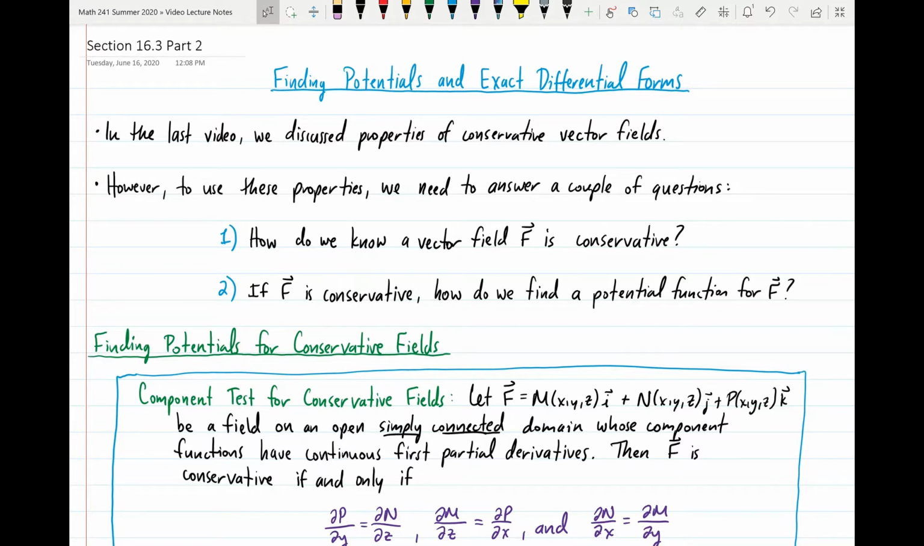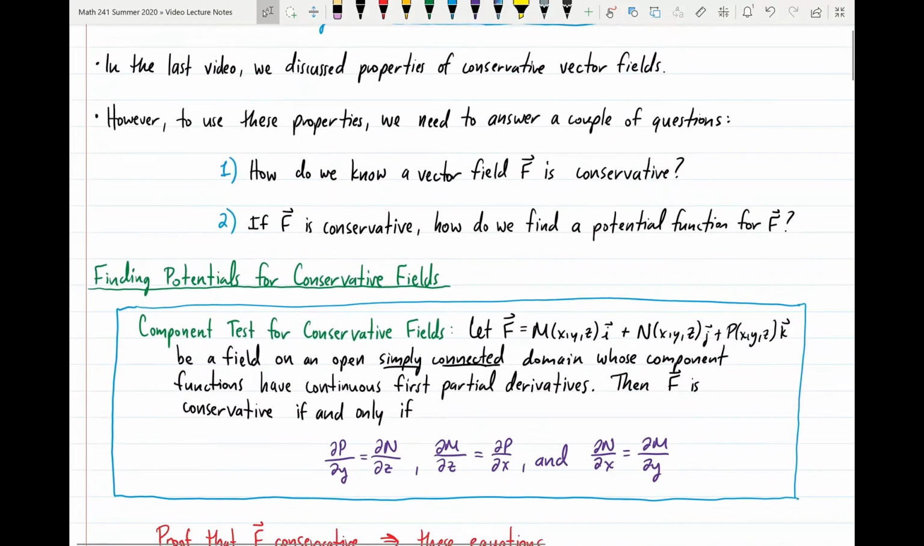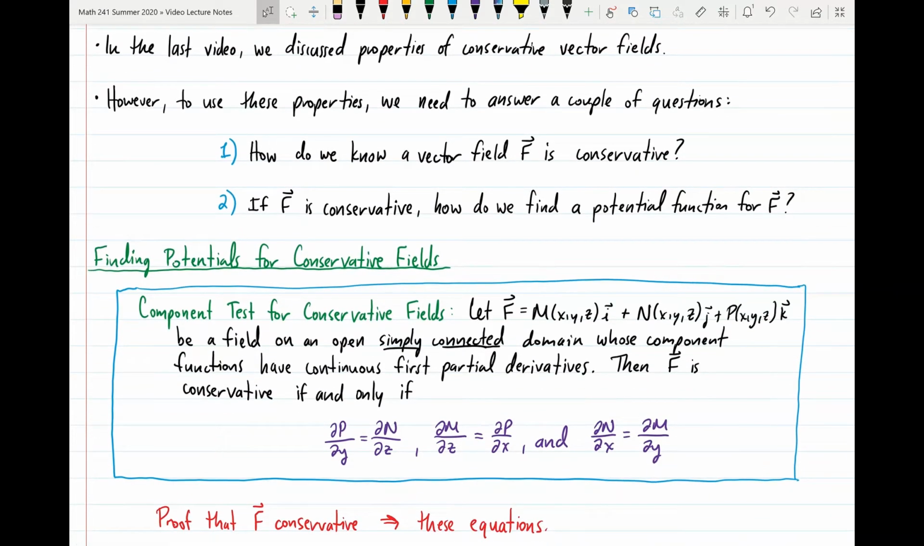So this video is about finding potentials, and then at the end of the video, we'll talk about exact differential forms, which will be a little bit of a new topic, but related to conservative vector fields. Okay, so again, the two questions that we want to answer here are, how do we know that a vector field F is conservative if it's given to us? And then secondly, even if F is conservative, how do we find a potential function for F so that we can actually use the nice theorems that we developed in the last section?